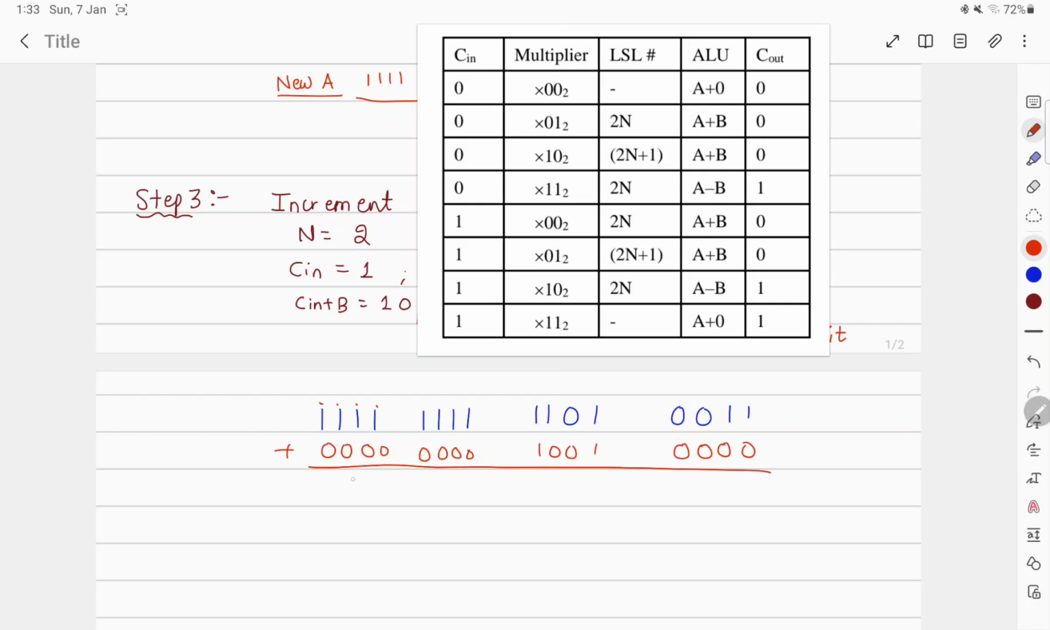So if you do this addition in the calculator, the last 16 bits you have to take, which is 0 0 0 0 0 0 0 0 0 1 1 0 and 0 0 1 1.